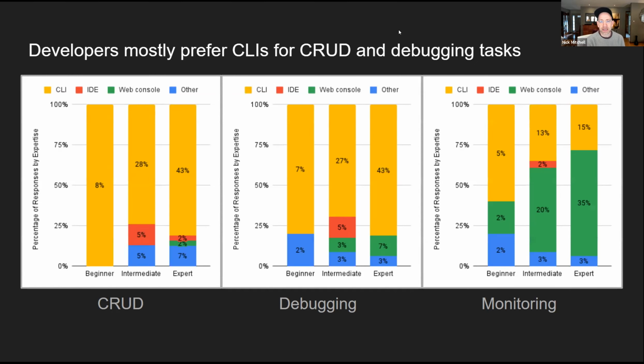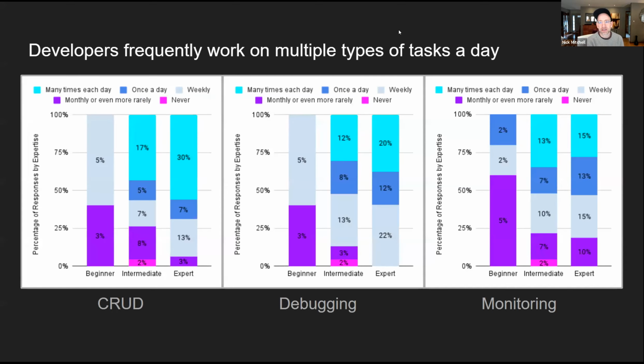But if you go to the other set of charts, even experts aren't doing monitoring tasks very often, right? So it's interesting if you take the cross product of these two and get the actual expected amount of time people are using a particular kind of modality, these CLIs versus IDEs. The numbers for web consoles could go even further down, right? If you take the cross product of those two. I thought that was interesting when I was looking at these numbers.